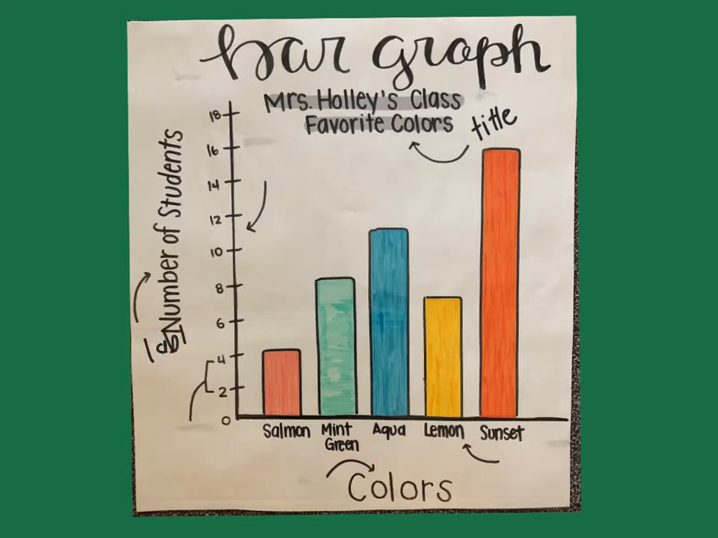The next thing you want to make sure to have are 2 labels. First, a label for the vertical line going up and down, and then a label for the horizontal line going side to side. The labels on my graph here are telling me the number of students and colors. These labels represent what each line is standing for. You can tell when I'm talking about the number of students that I have a scale. The scale is the numbers that I'm counting up by. And in this case, I'm counting up by equal intervals of 2.